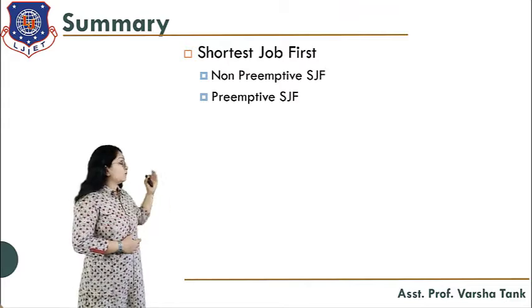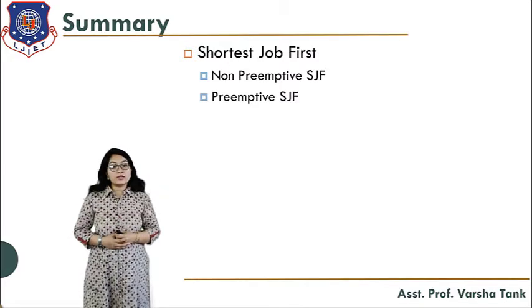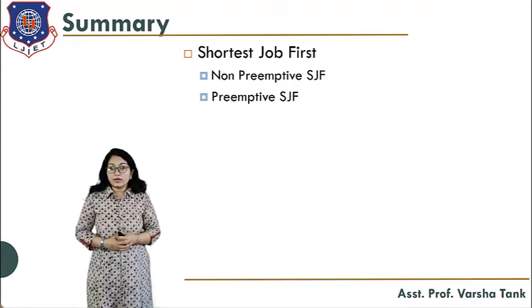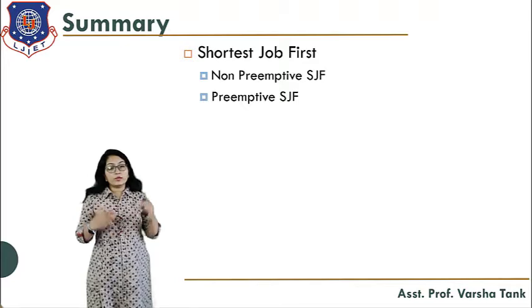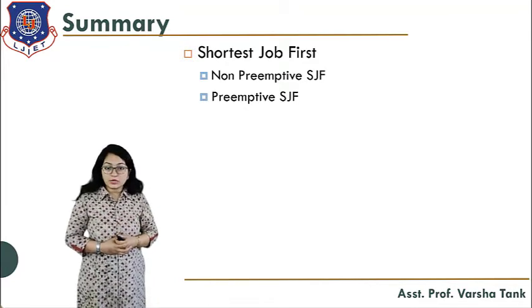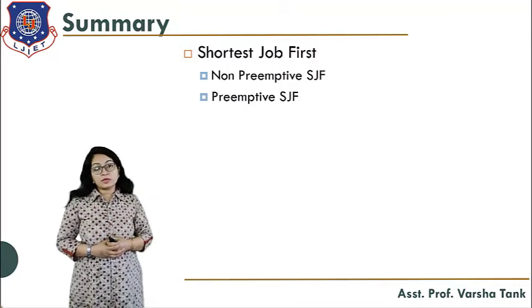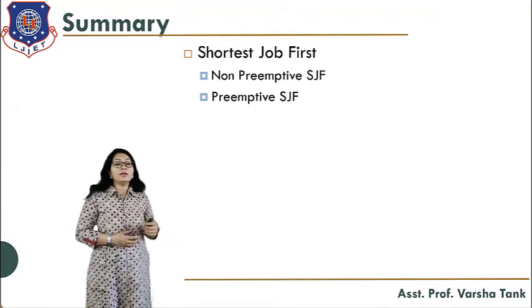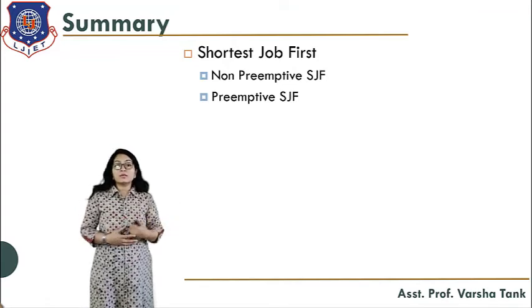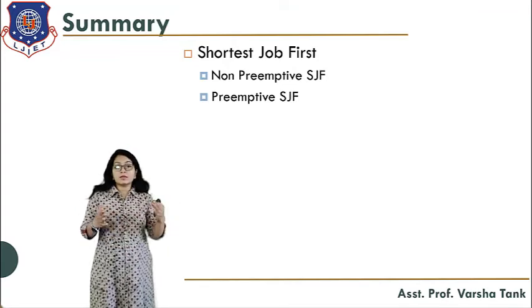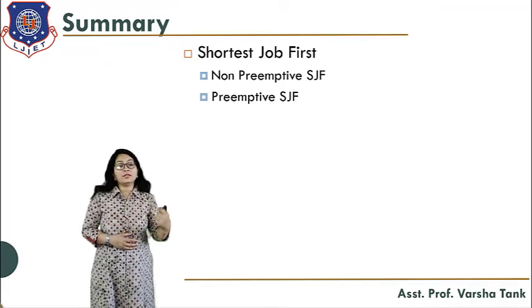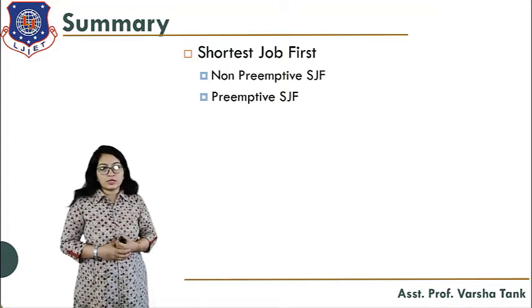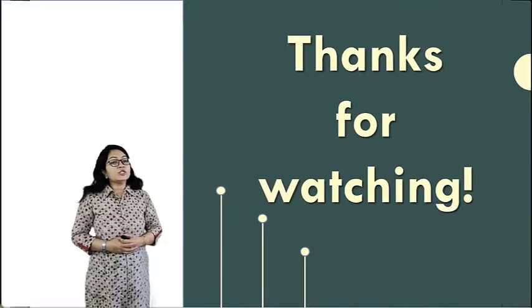So, summary of this lecture: we have learned about the two shortest job first algorithms. One is non-preemptive SJF and another is preemptive SJF. In non-preemptive SJF, we select the smallest burst time process for the execution, and we will not preempt the CPU until the process completes its execution. And in preemptive SJF, if a smaller burst time process comes while a longer burst time process is executing, we will preempt that process and assign the smaller burst time process for the execution.